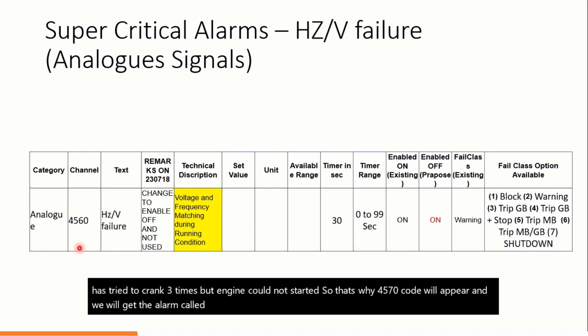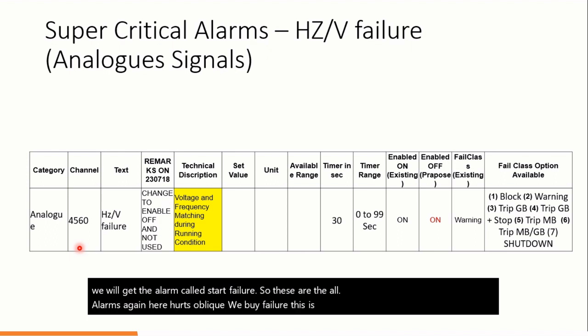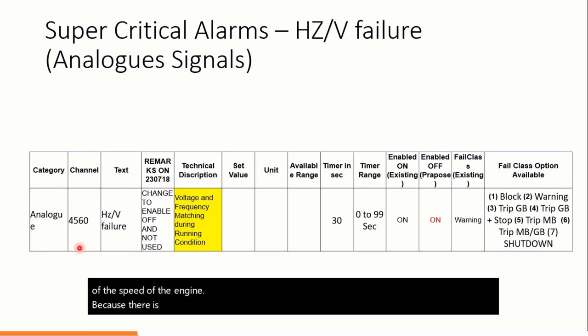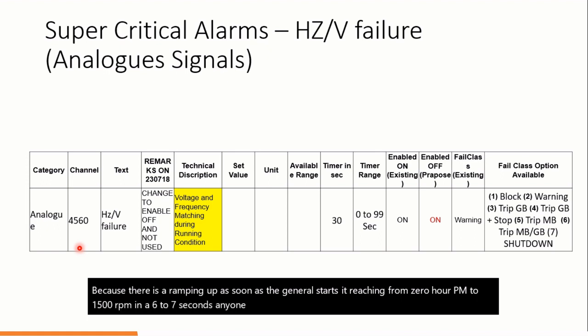This is also one alarm. When the alternator starts, it builds voltage proportional to the increment of the speed of the engine, because there is a ramping up. As soon as the generator starts, it reaches from 0 rpm to 1500 rpm in 6 to 7 seconds, and voltage also reaches from 0 volt to 400 volt.